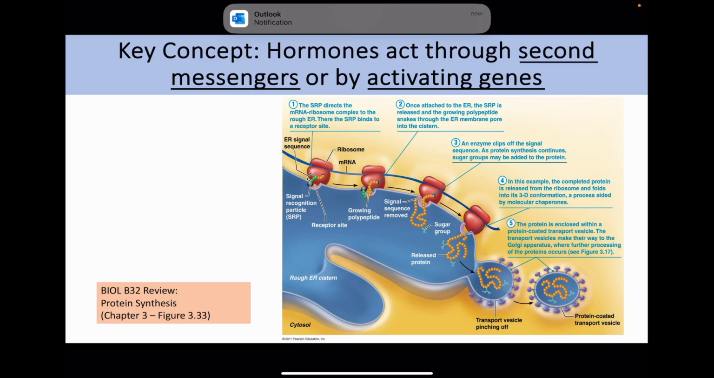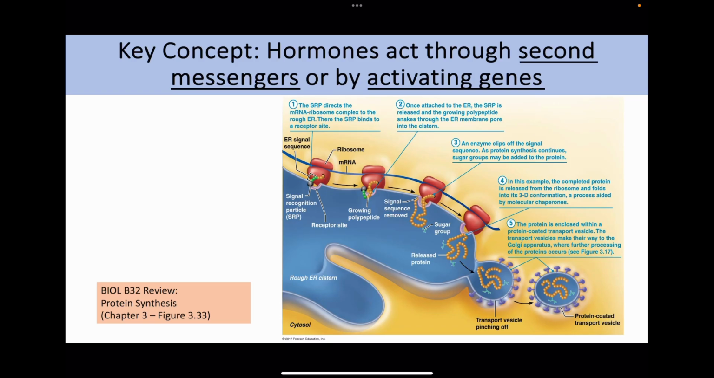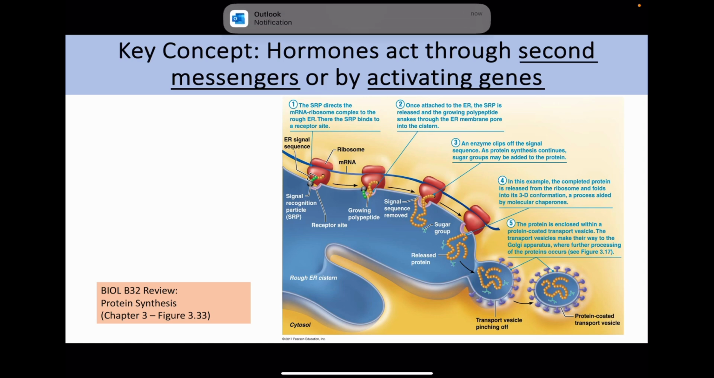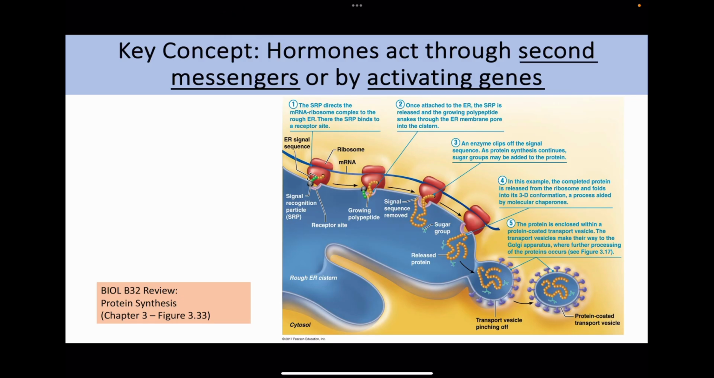Remember, we have primary, secondary, tertiary, quaternary levels of organization for protein. So it gets folded into its protein shape. It's put into a vesicle to be given to the Golgi body. The Golgi body does final preparations, puts it in its own vesicle to be transported to the plasma membrane, and then sent out by exocytosis. All review.